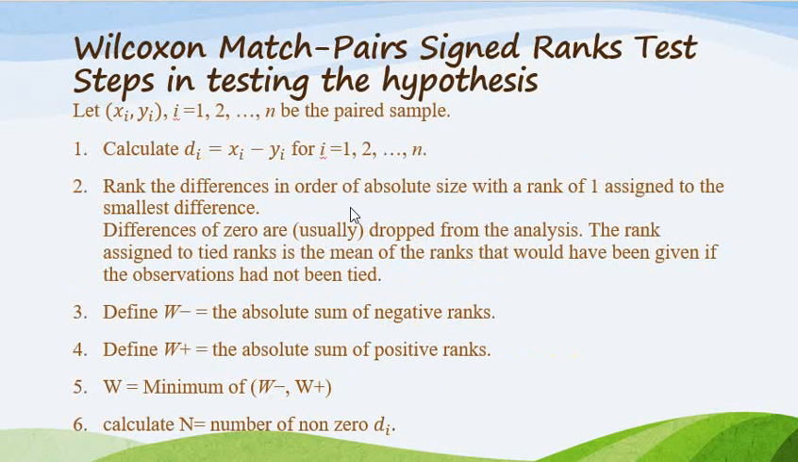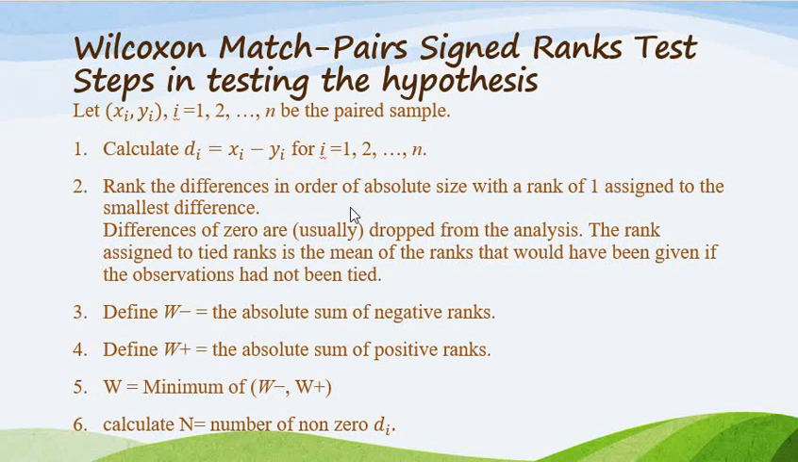So what are the steps to be taken? Firstly, we take paired observations xi, yi, i from 1 to n, from the population. Then we calculate di equal to xi minus yi, which has a value and a sign. If xi is greater than yi, it should be positive. If xi is less than yi, it should be negative. And if xi equal to yi, di should be 0.